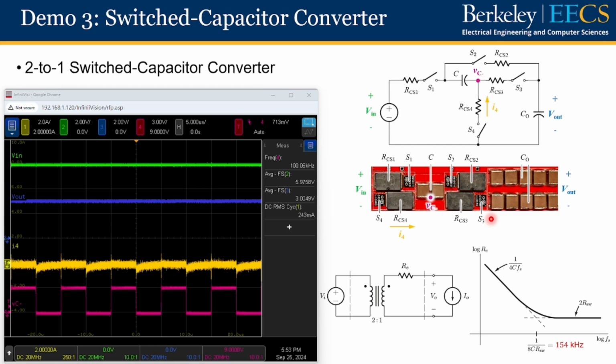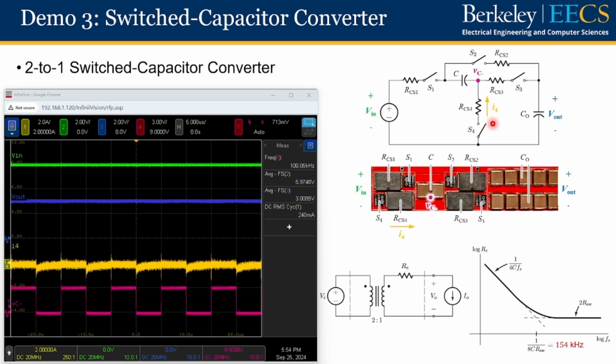We know that in a 2-to-1 switch capacitor converter, we have 4 switches from S1 to S4 and a capacitor C in the middle. Now in this converter, we added a current sense resistor in series with each switch. Therefore, by measuring the voltage across each current sense resistor, we will be able to calculate how much current is flowing through each switching device. And in fact, we will be measuring the current flowing through the switch S4 over here, shown in yellow.